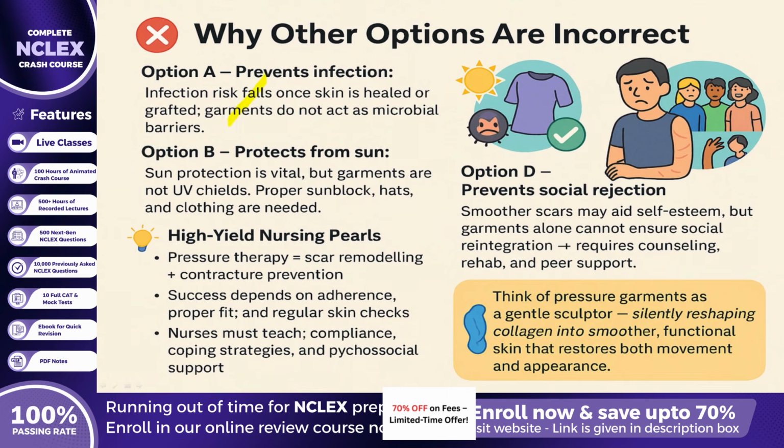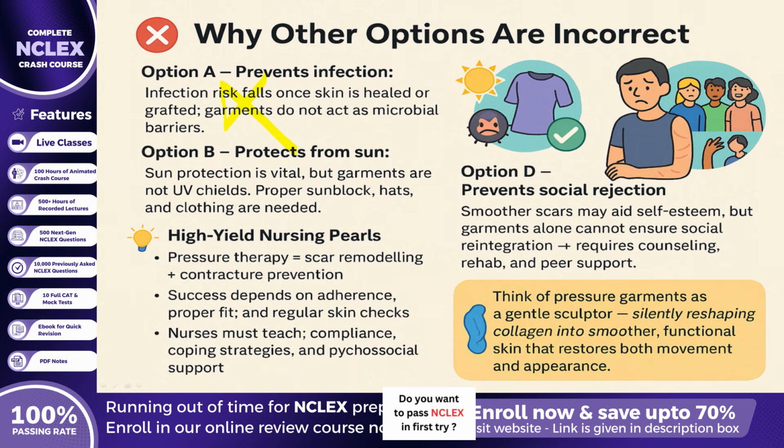Once the wounds are healed or grafted, infection risks decrease significantly, and the garment itself does not function as a microbial barrier. Moving to Option B, while it is true that burn survivors must protect fragile new skin from sunlight, the garment was not designed for ultraviolet protection. Sunscreen, hats, and protective clothing are the proper preventive measures for sun-related damage.